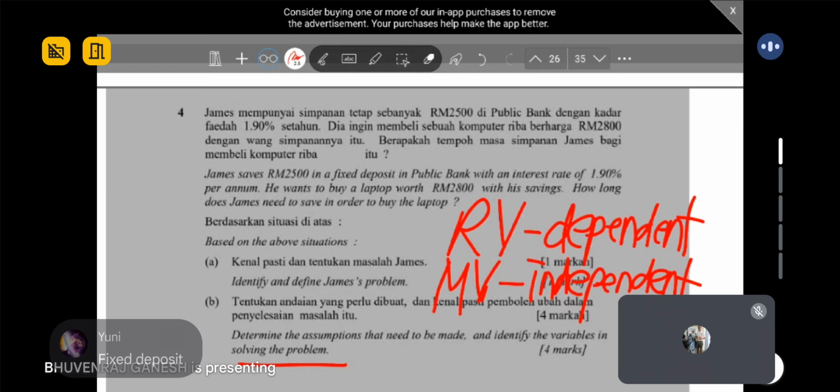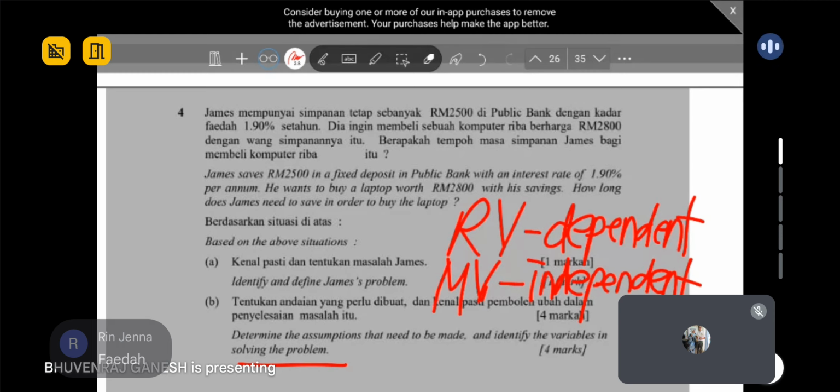Guys, the answer is in the question. Jawapan dia dalam soalan. Jangan bagi jawapan umum. Don't give the general answer. How long does it take to save money? Close already. A bit more. Change your sentence a bit. Close already.